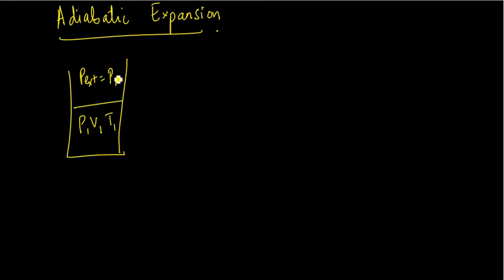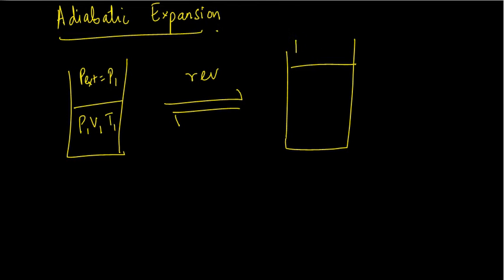And let's do it reversibly to start with. So P external is equal to P2, P2, V2, T2. Right? So in the isothermal case, temperature was constant. Here it's not. I mean, we don't assume it to be constant. If it happens to be constant in a special case, we'll see it later.